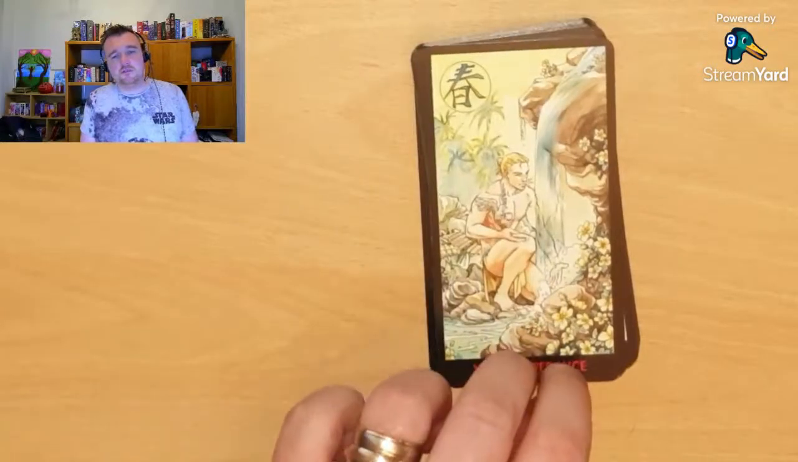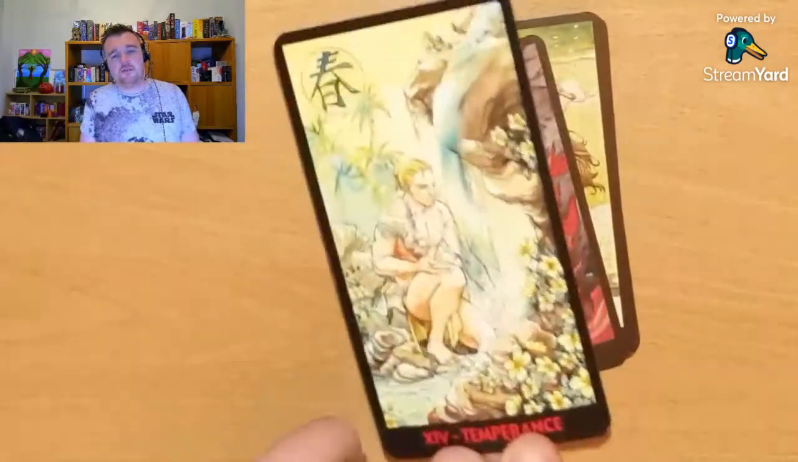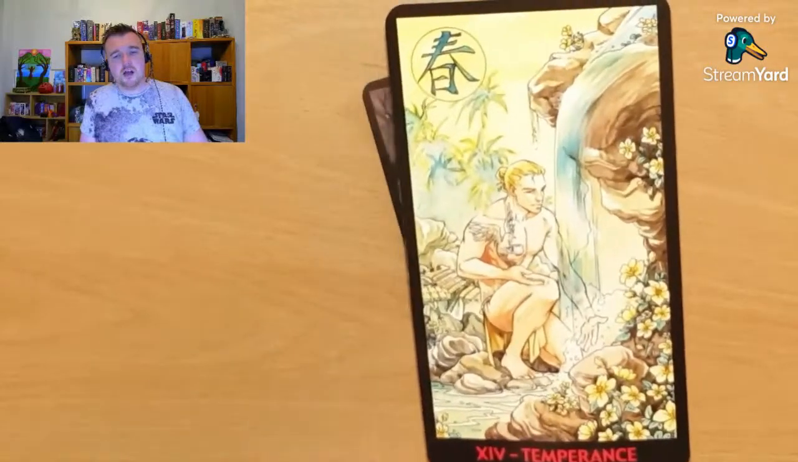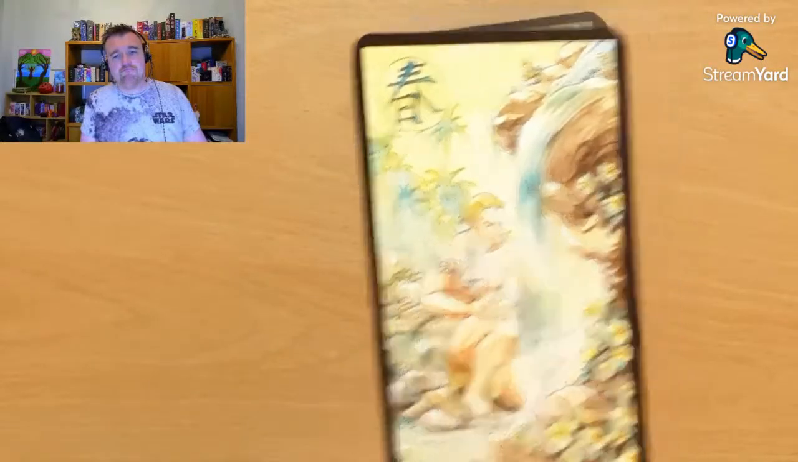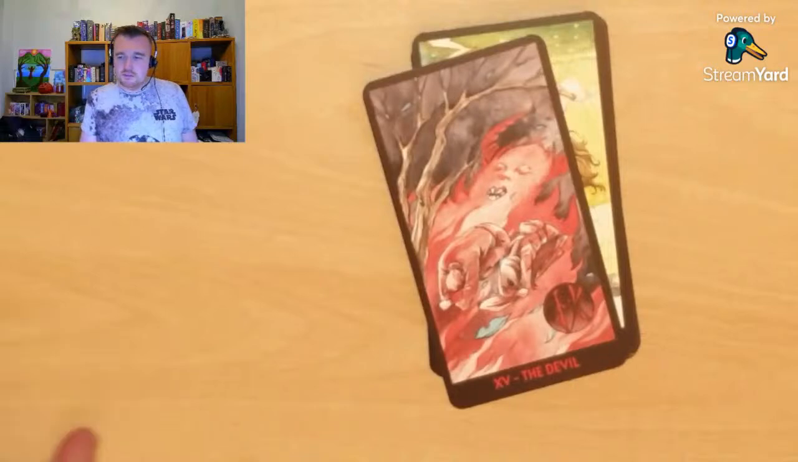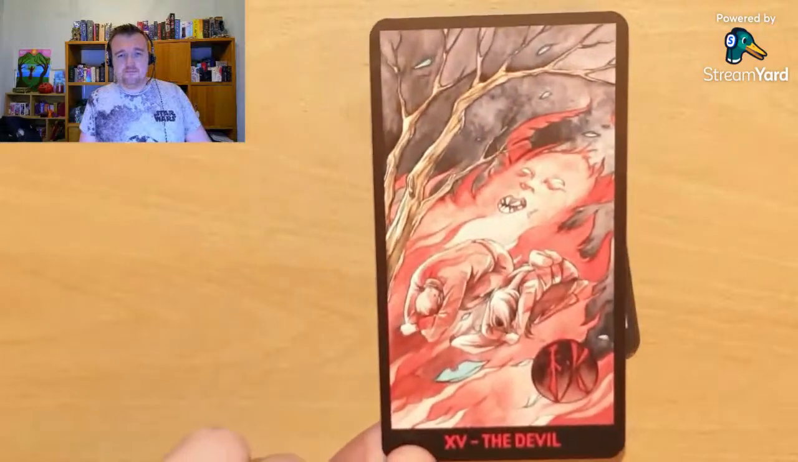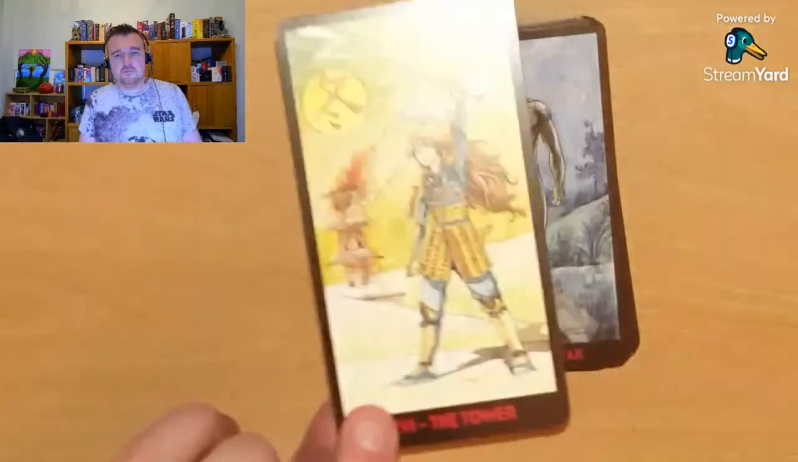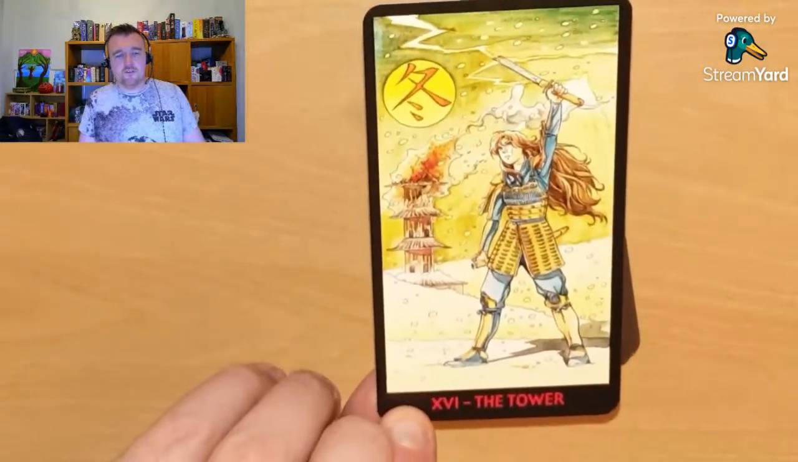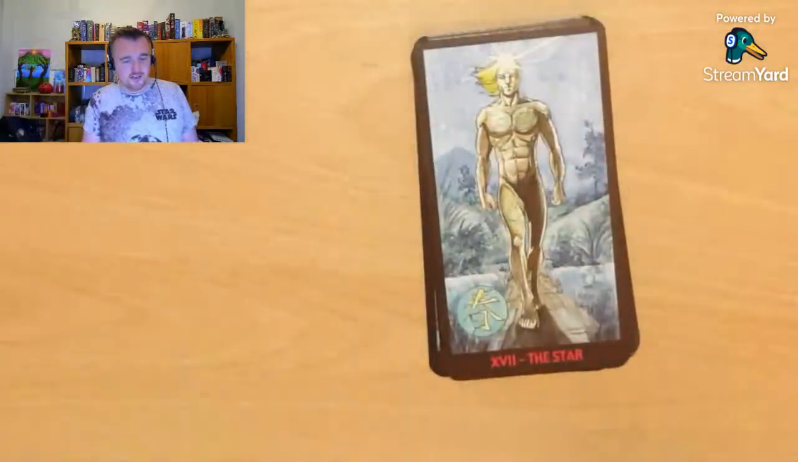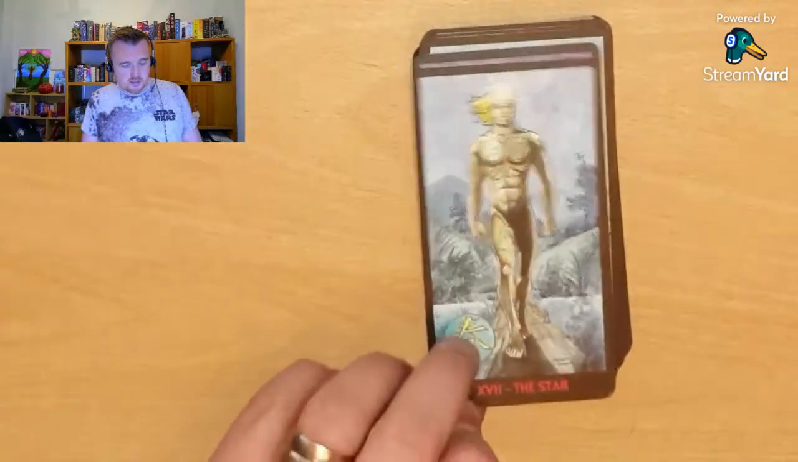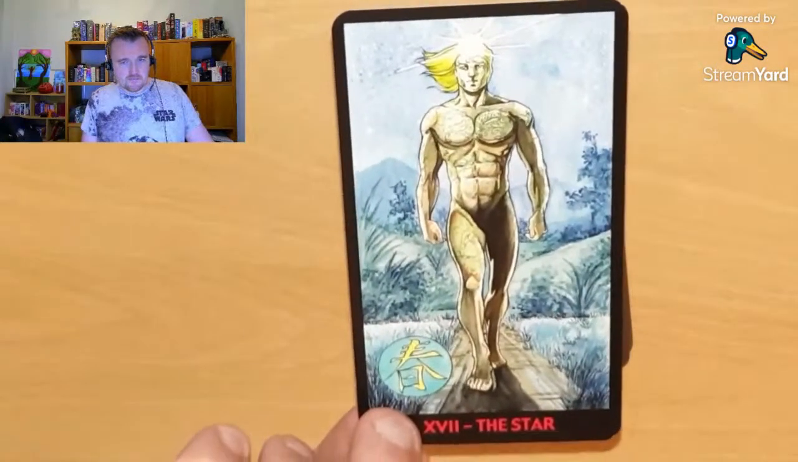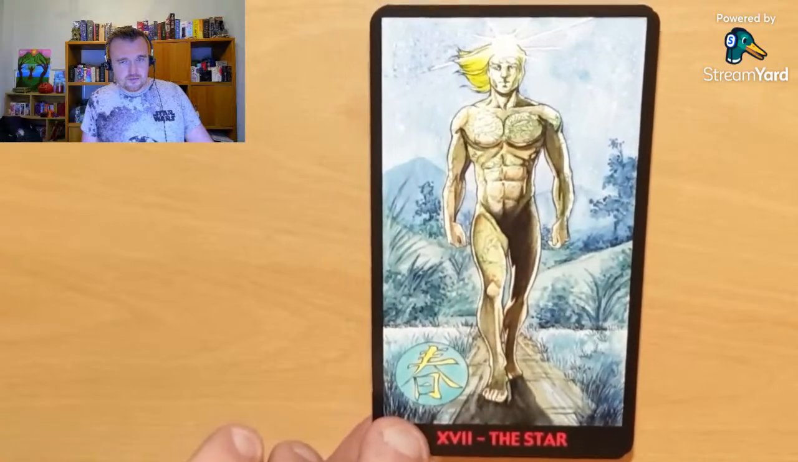This card. Oh, naked man on Temperance. Oh no, he's not naked. He has a loin cloth. Devil. Tower's quite interesting. You don't normally have someone doing that kind of a victory stance in the tower card. Another naked man in the star. Although his area is conveniently shadowed out.